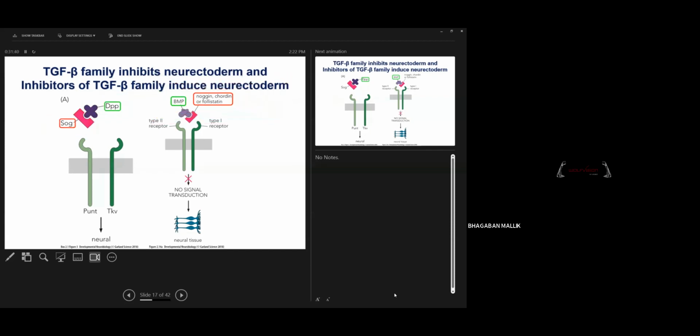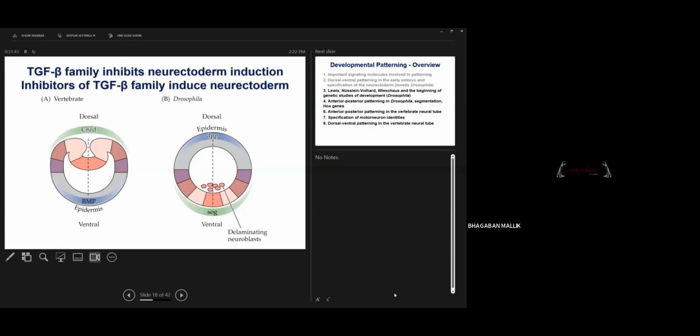These are the receptors I have just highlighted. Here I'm comparing vertebrate and Drosophila. In Drosophila, on the dorsal side you have DPP, and on the ventral side you have sonic hedgehog, and this is how the initiation of the neural ectoderm happens on the ventral side of Drosophila. But this is opposite in vertebrates. It happens on the dorsal side, with chordin, noggin, and follistatin. In Drosophila it happens on the ventral side. Just to compare how neural induction happens in vertebrates and invertebrates.